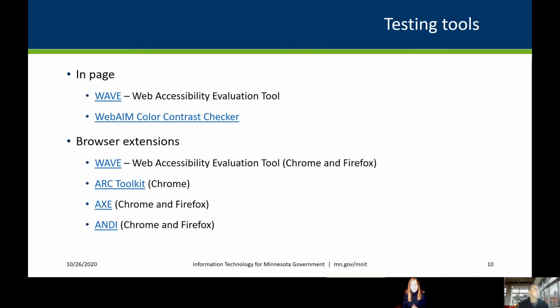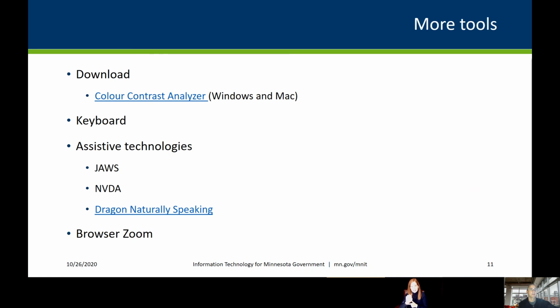Some testing tools that are recommended for in-page testing, you can use WAVE, the Web Accessibility Evaluation Tool, and the WebAIM Color Contrast Checker. And then there are some browser extensions out there for Chrome and Firefox, for WAVE, ARC Toolkit, Axe, and ANDI. And some more tools out there. There's the Color Contrast Analyzer, which is a free tool for testing color contrast with text and images and such.